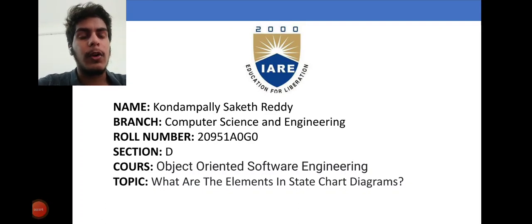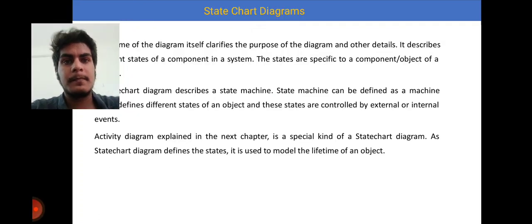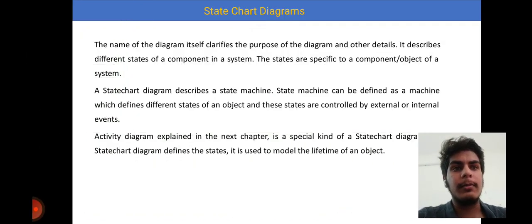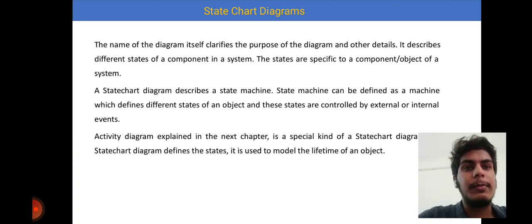Today my topic is what are the elements in state chart diagram. The name of the diagram itself clarifies the purpose of the diagram and other details. It describes the different types of components in a system. The states are specific to components or objects of the system.